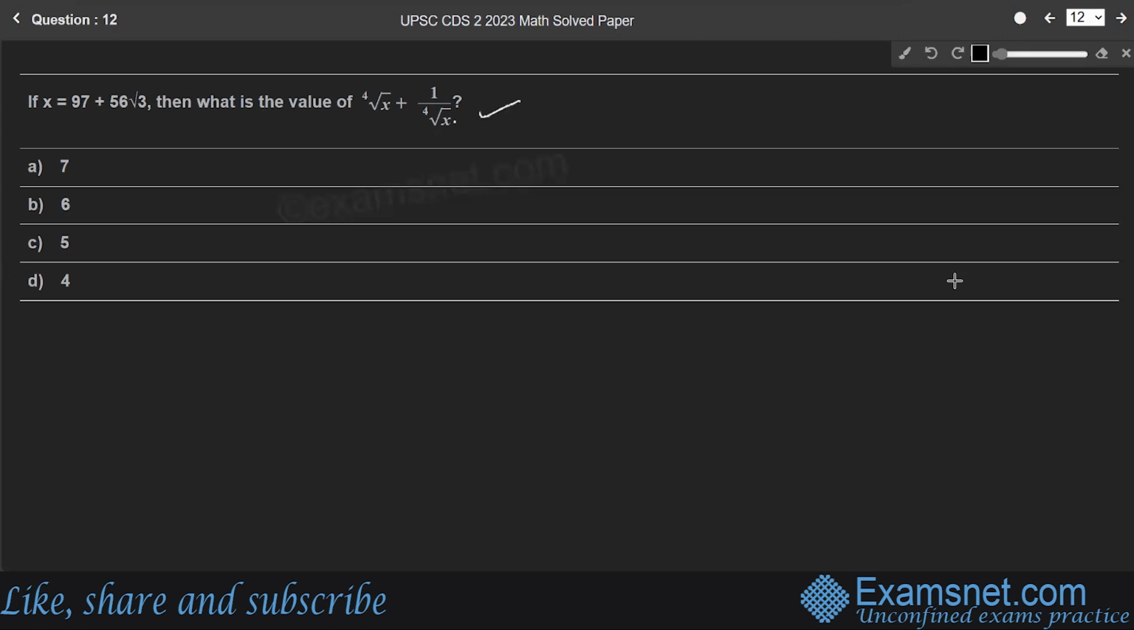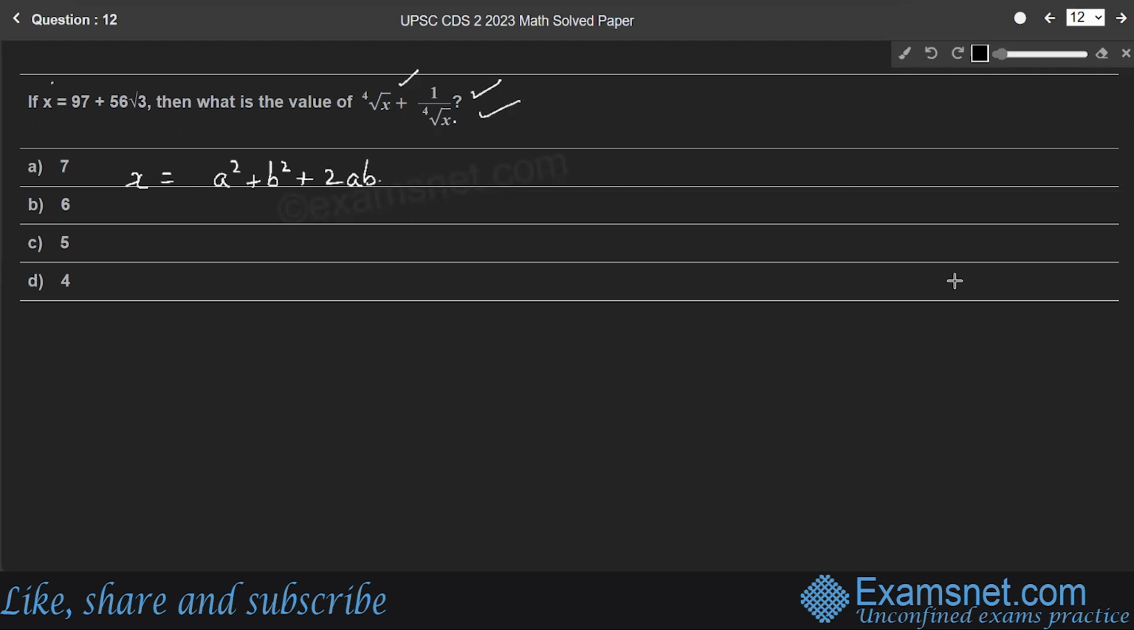Question number 12. If x is equal to 97 plus 56 into root 3, then what is the value of 4th root of x plus 1 by 4th root of x? So that means to find the sum of these two, 4th root of x and 1 by 4th root of x, we have to reduce the power of x. Here x raised to 1 is given, its power is 1. So before reducing the power of x, we'll express x in terms of a square plus b square plus 2ab, which is a plus b whole square.